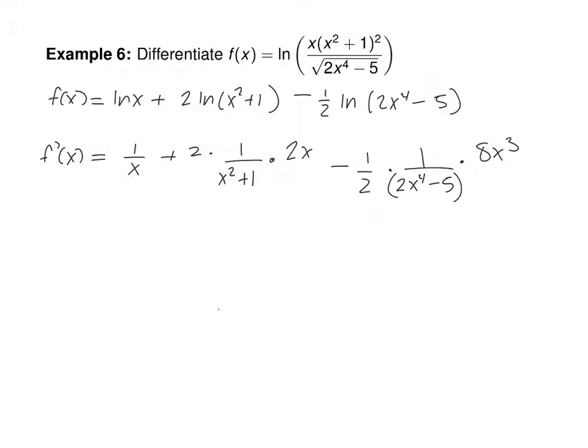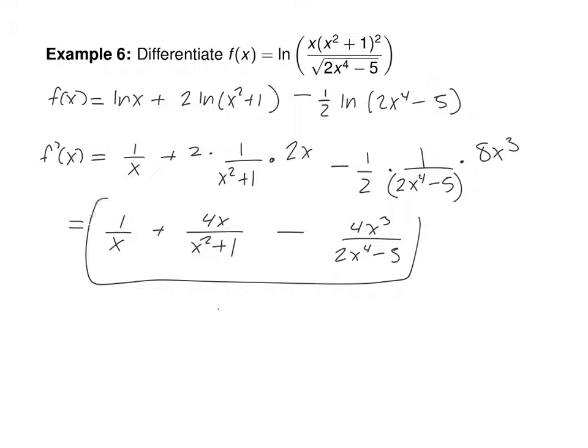Great. And then just simplify a little bit, like, put your numerators together, is all I'm asking. 1 over x, 4x over x squared plus 1, right? Minus 4x cubed over 2x to the 4th minus 5. Getting a common denominator wouldn't be super awful, right? Just multiply each fraction by the other two's denominators, but it's more algebra than I want to make you do right now. The important thing is, okay, expand those logs, then take derivatives. All right? Crazy, huh?